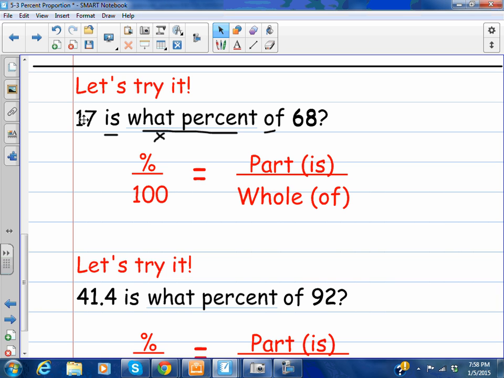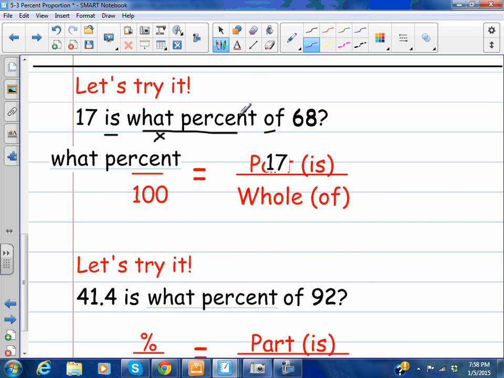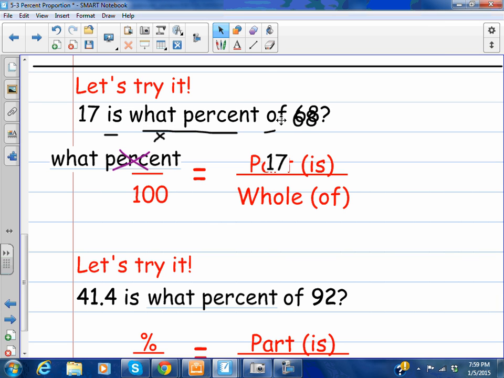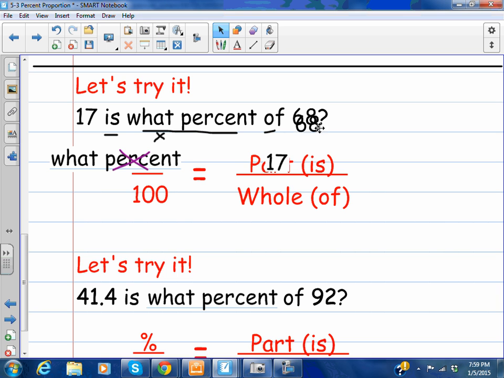So 17 is my part. What percent means that's what I'm looking for. I'm looking for my percent or my variable. So that's what I don't know. And maybe I want to replace what percent with a variable, for example, x or n or p or whatever you want to use. And then it says of 68. So I'm going to grab 68, and that's my whole.